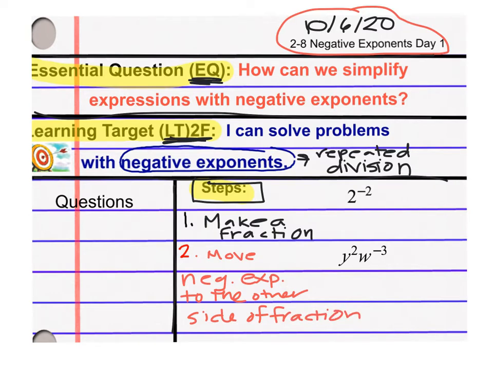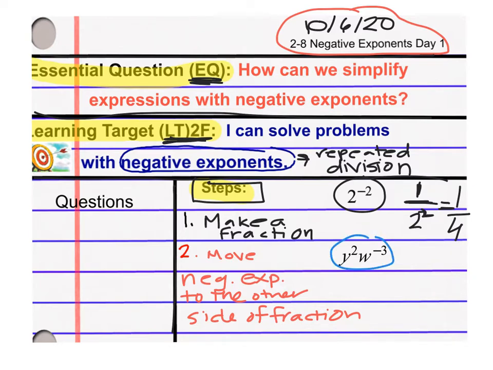Okay, so I'll pause for a second. You can pause the video if you need more time. I'll show you what we mean. So if I have 2 to the negative 2, if I follow my steps, first I make a fraction. I'm going to put a 1 on top if there's nothing else to put on top, and I'm going to move the 2 to the negative 2 to the bottom, and it becomes positive when you move it. And then 2 squared is 4. So this is actually equal to 1/4.